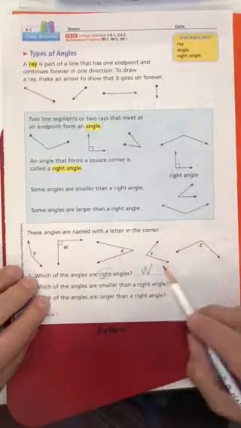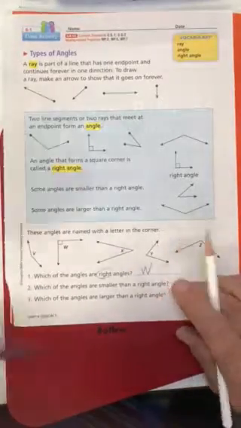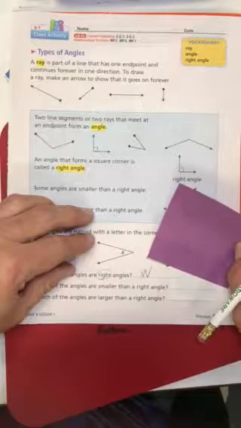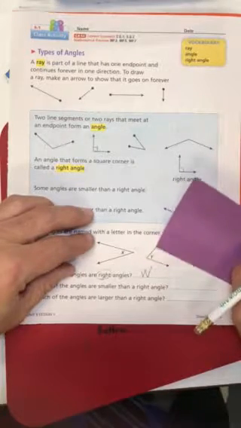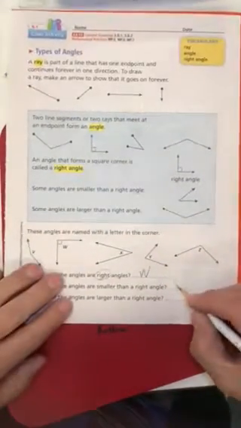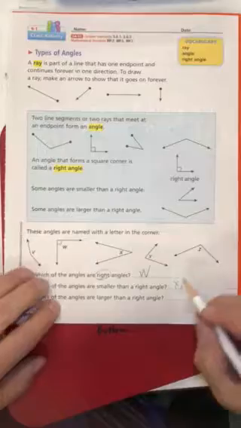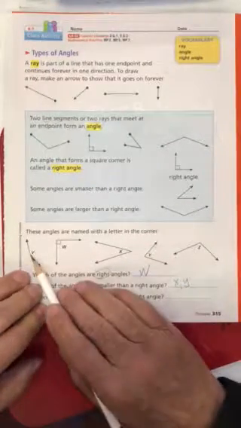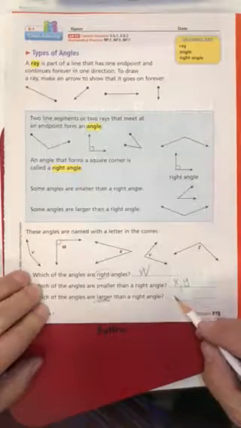Which of the angles are smaller than a right angle? X is smaller and Y is smaller. And just to double check, we hold this parallel with that line, and you can see this one is hidden, so it's less than. Okay, so X and Y are less than. And which are larger or greater than a right angle? It would be V and Z.